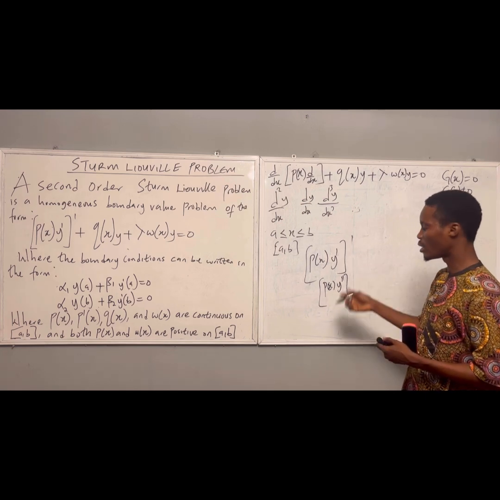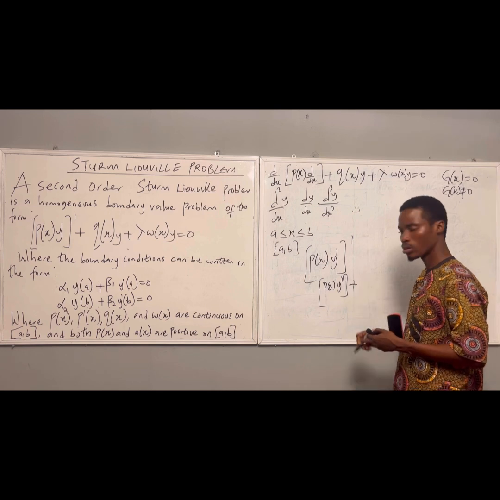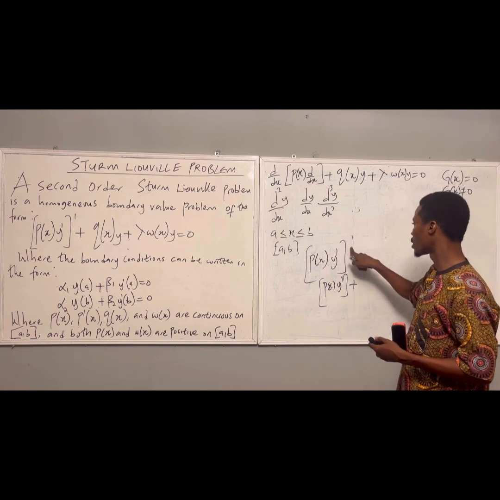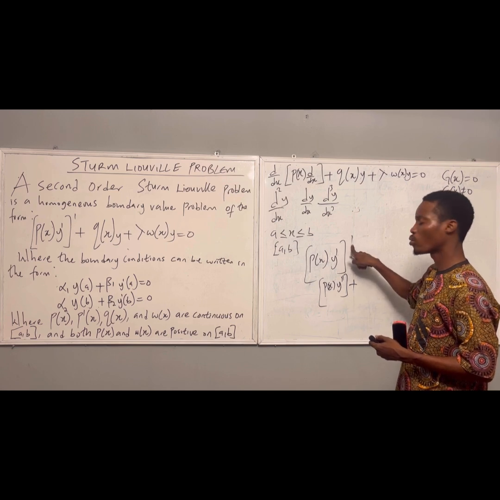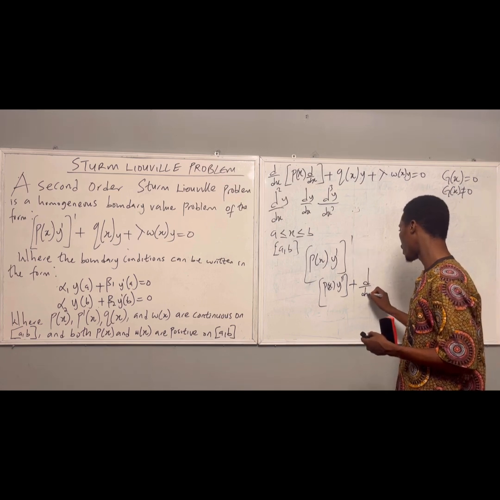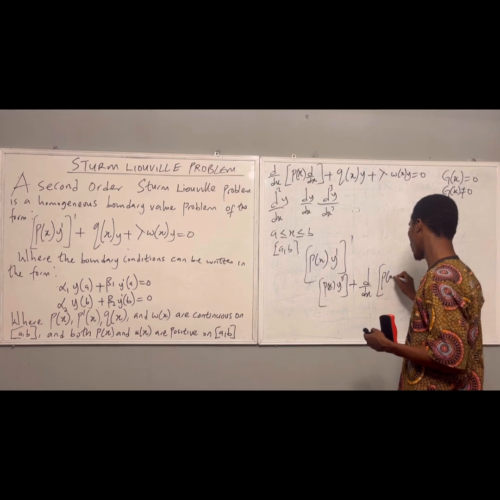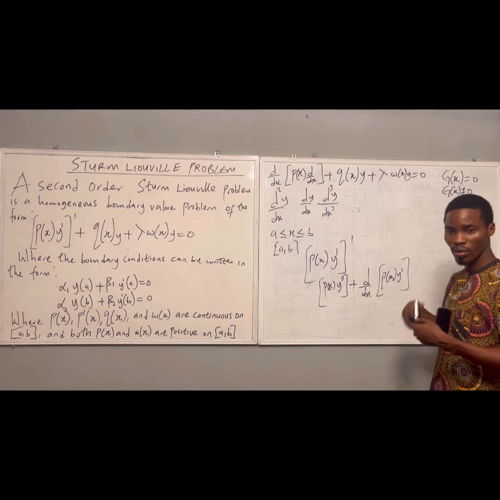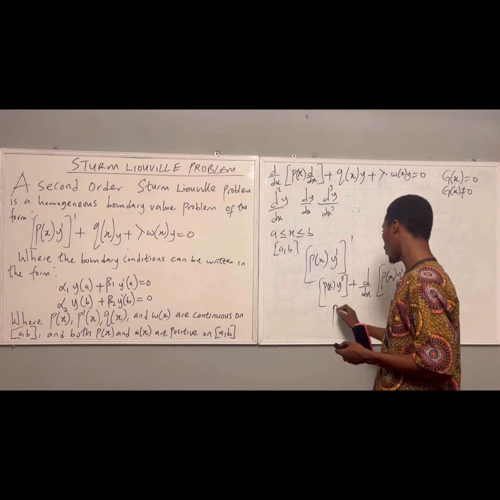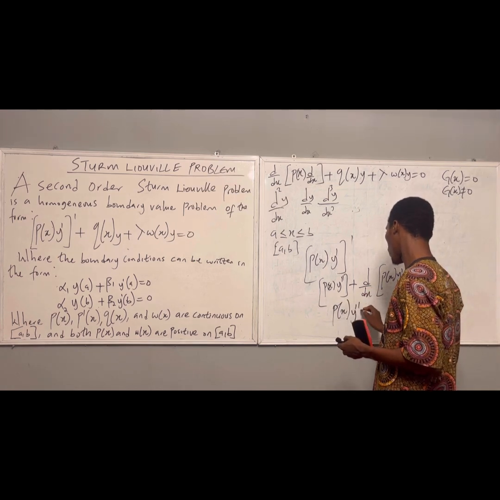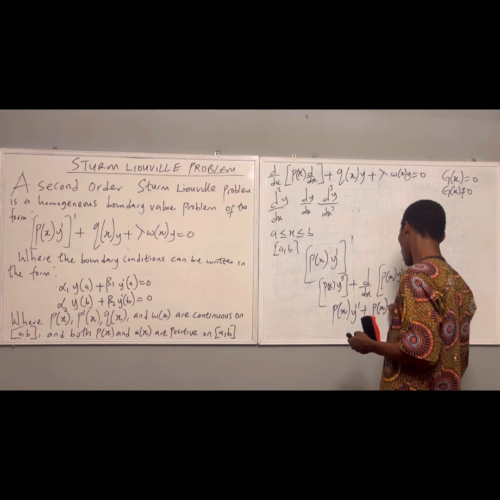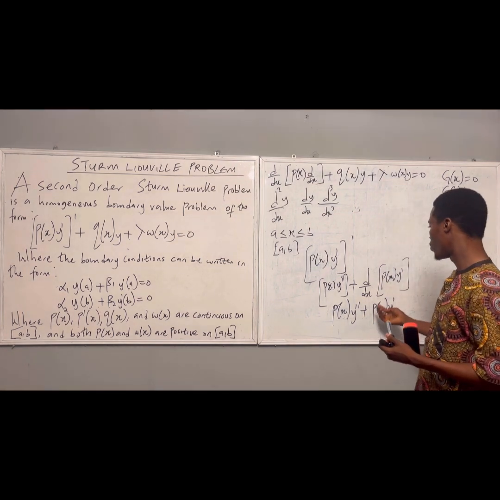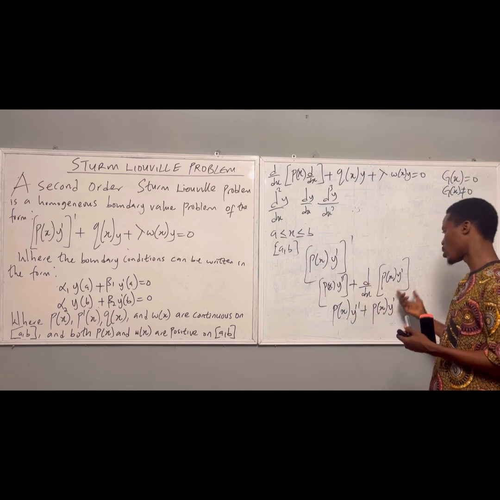That is p of x, y prime prime plus, you know it's a product rule. We are going to take y prime. And if you take this one, what do you have? This is d over dx. Differentiate p of x, y prime again. If you differentiate this with respect to x, we are going to have y prime as well. So therefore, we are going to have p of x, y prime prime plus p prime of x, y prime. So that's how we get p of x, y prime prime, p prime of x, y prime.